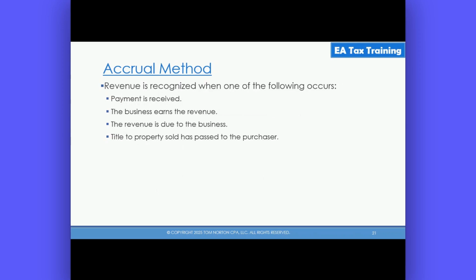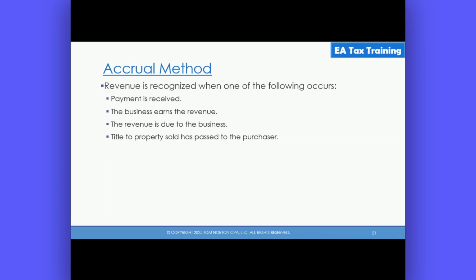So let's say you give somebody a product and you say, hey, take it home, try it for 3 days. And if you don't like it, bring it back. If you like it, then keep it and we will send you a bill. Once the 3 days is over, they owe you that money. So you would go ahead and recognize that income.